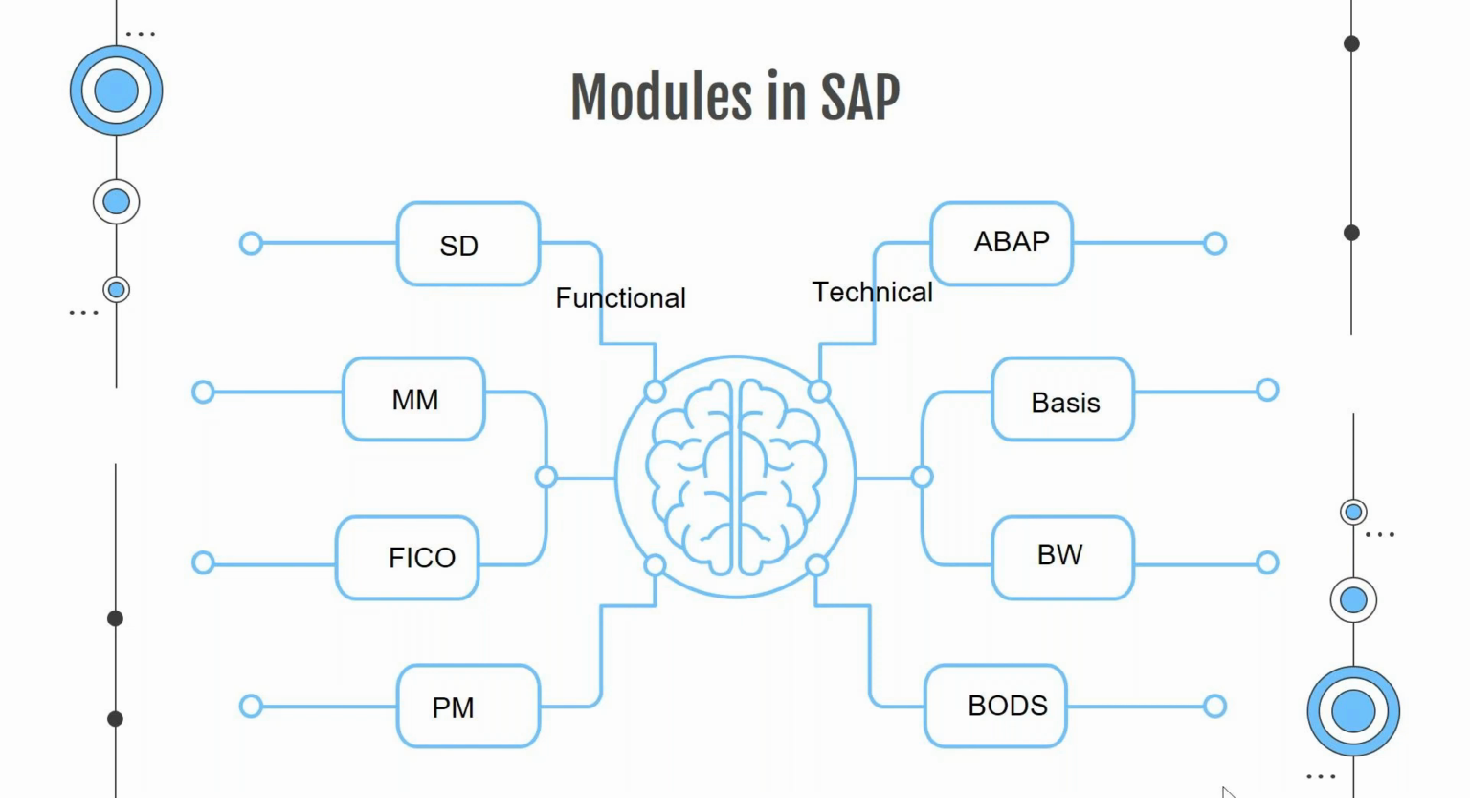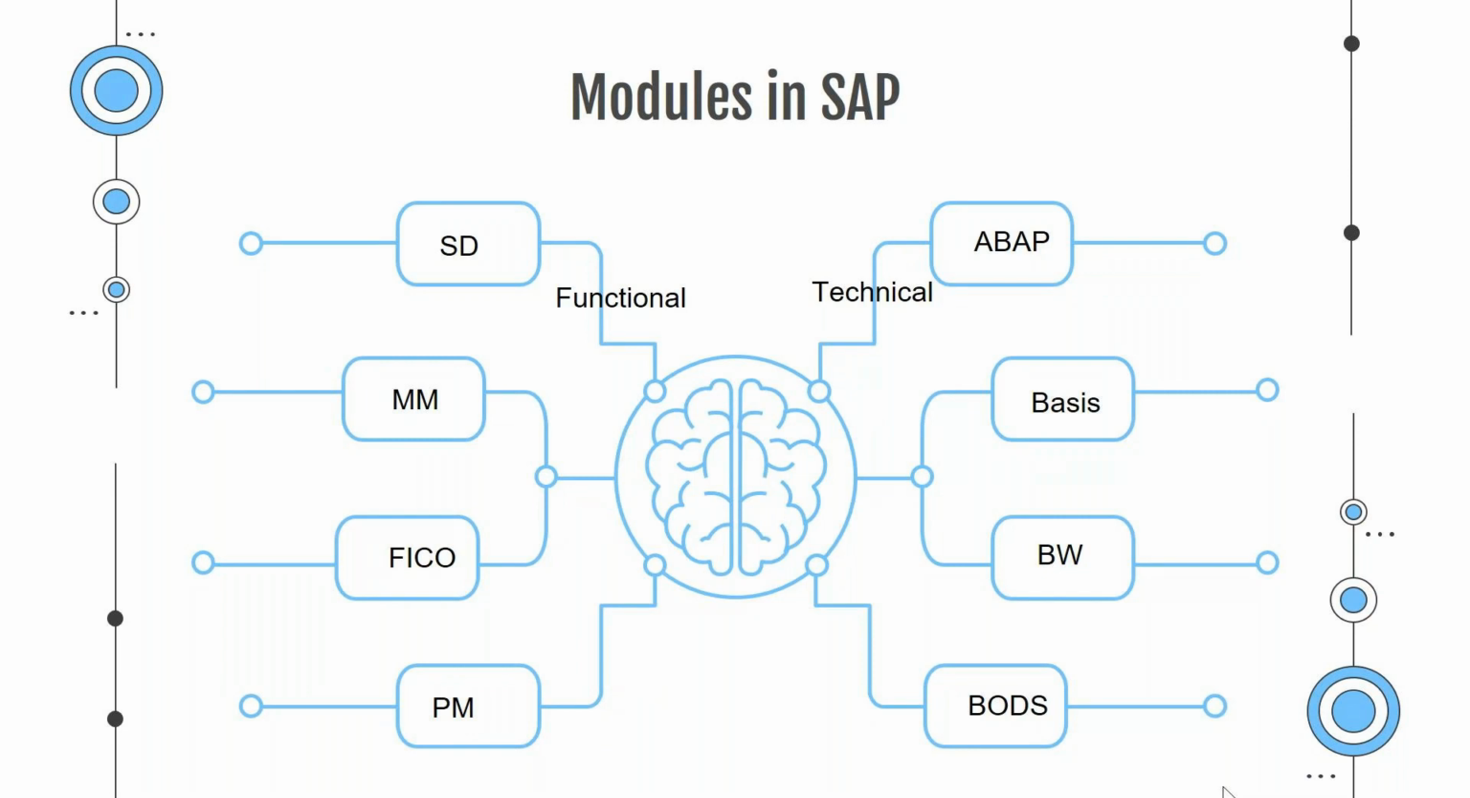Then there is plant maintenance, PM. A plant is nothing but a storage location where your products are being manufactured, or where your materials are being stored. Every activity we do in these plants will be taken care of by these plant maintenance consultants.